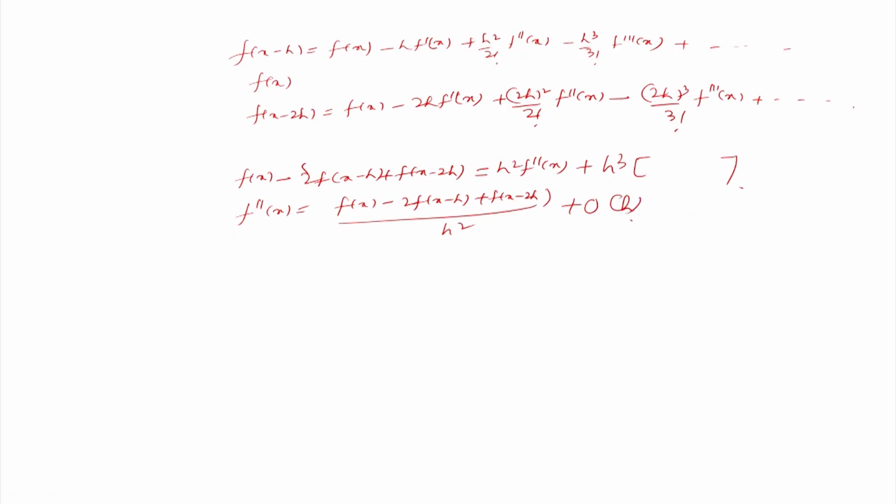And always we are moving backward. Since x is the starting point, then x minus h, then x minus 2h we are considering. So 2 steps backward we are moving to get this formula. That is why it is called the backward difference formula for second order derivatives.